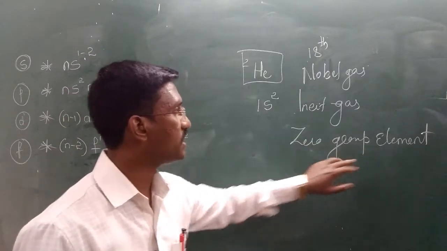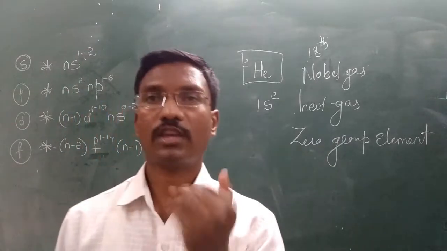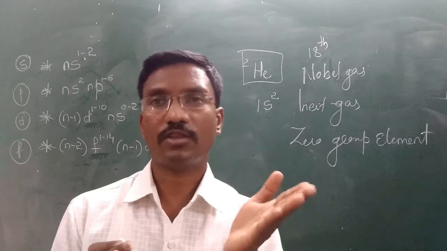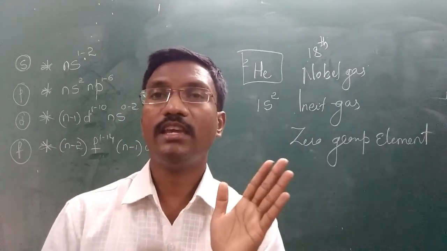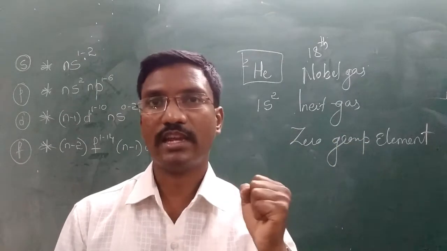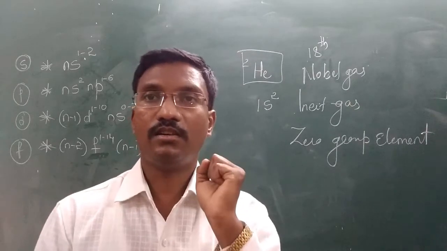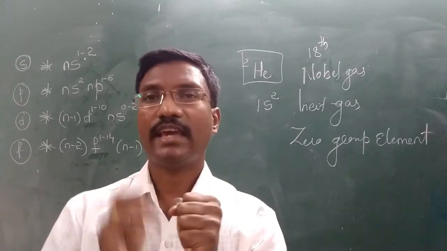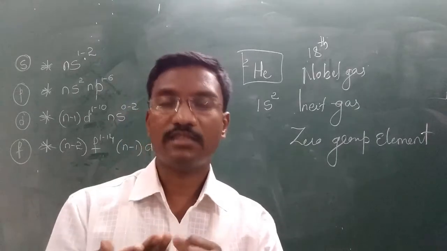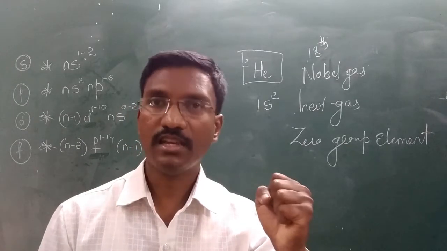Zero group elements are never going to lose electrons nor receive electrons. Metals are going to release electrons. For that reason, we call the metal, which carries a positive charge, a cation. Whereas anions are going to receive electrons. So metals carry positive charge, and we call them cations, and non-metals, which receive the electron, we call them anions.